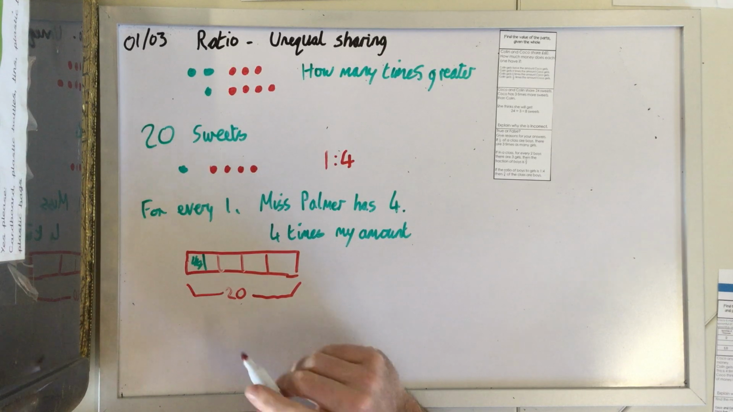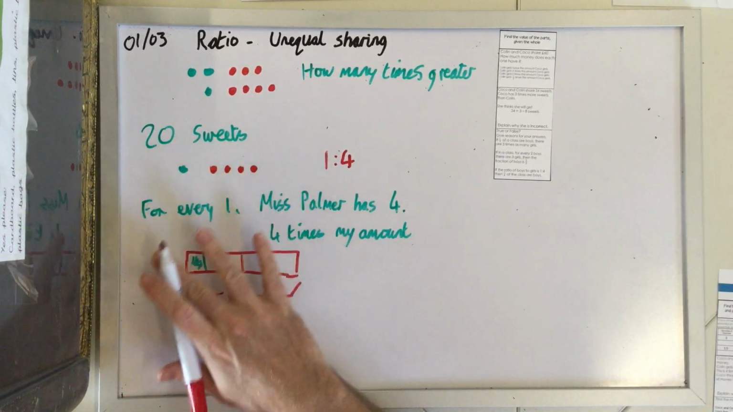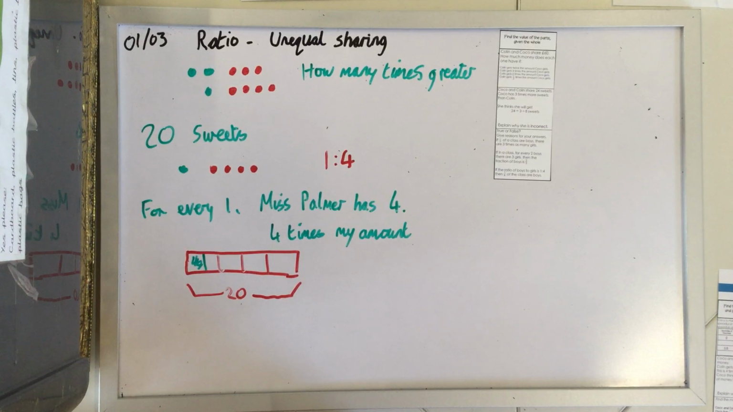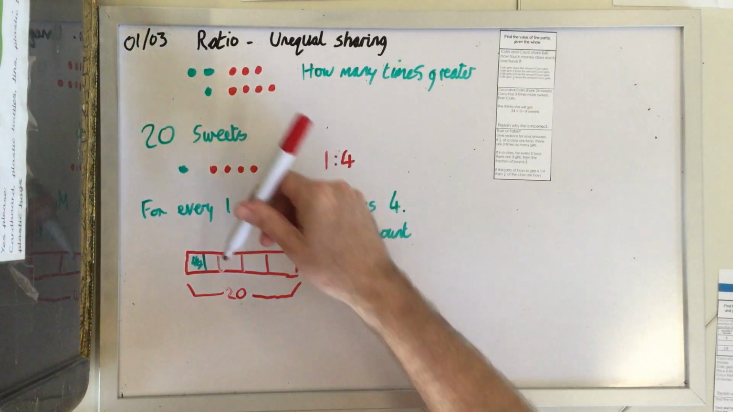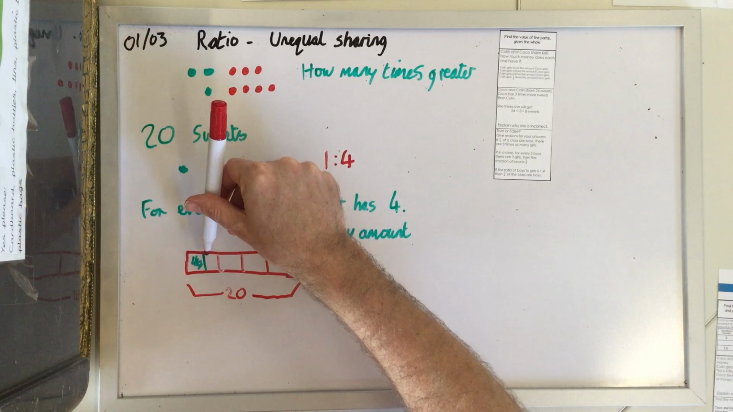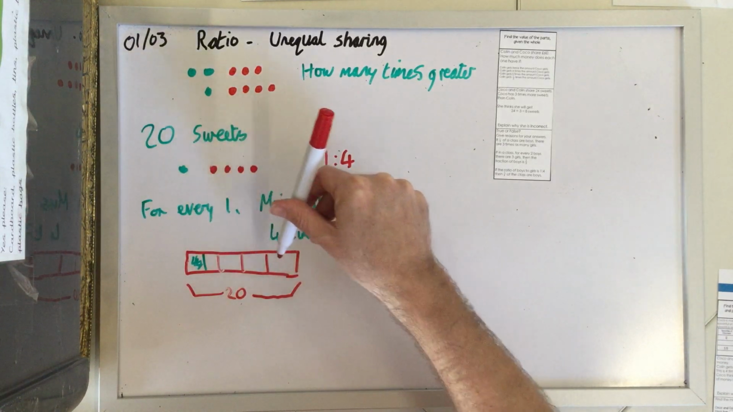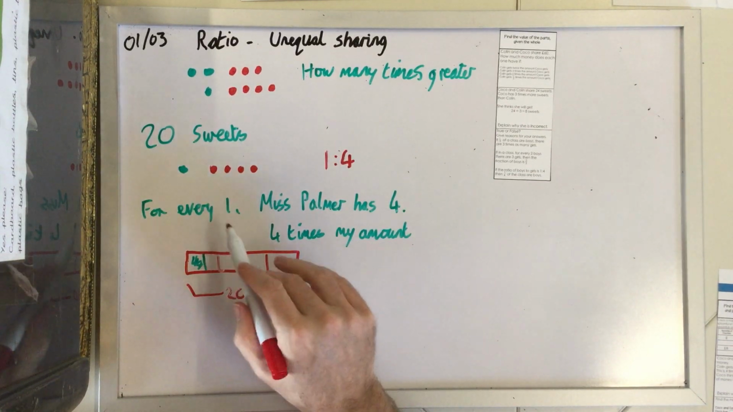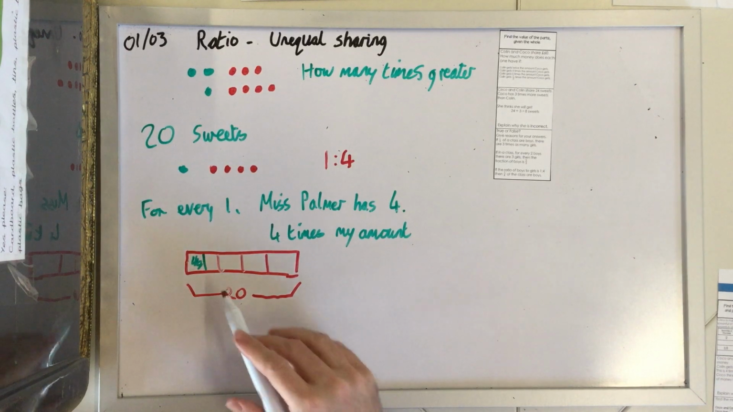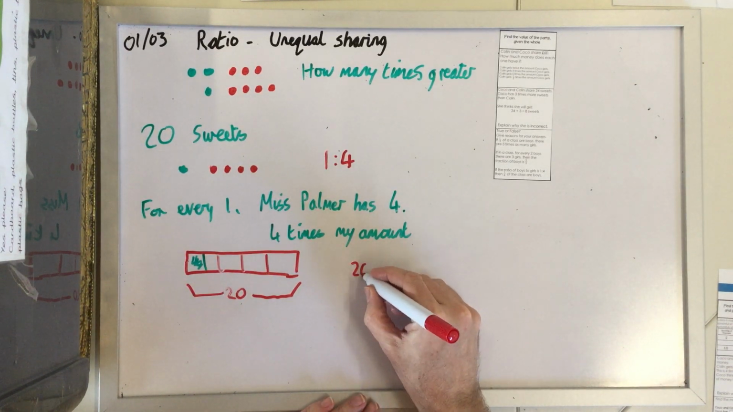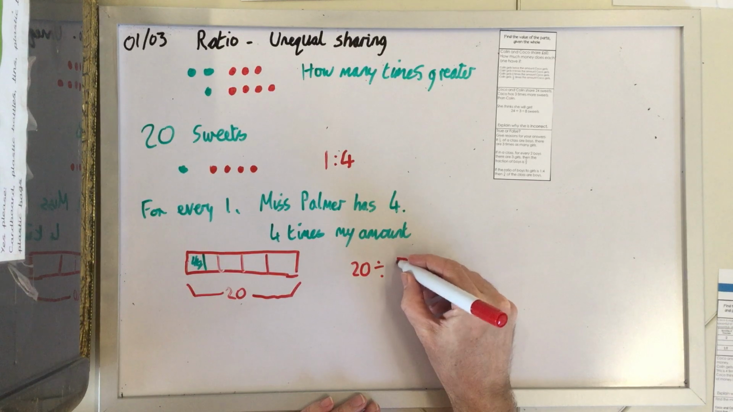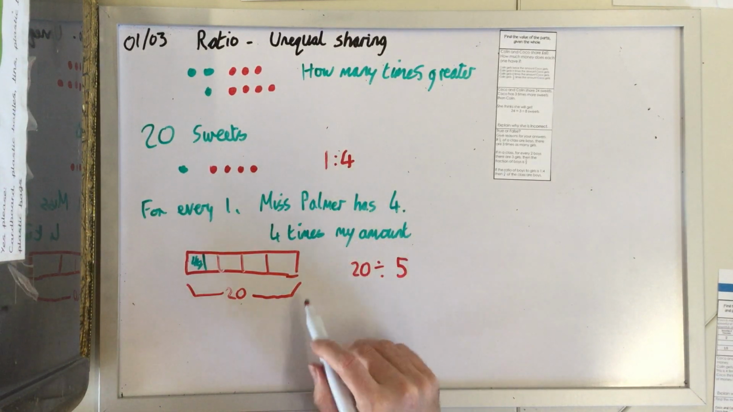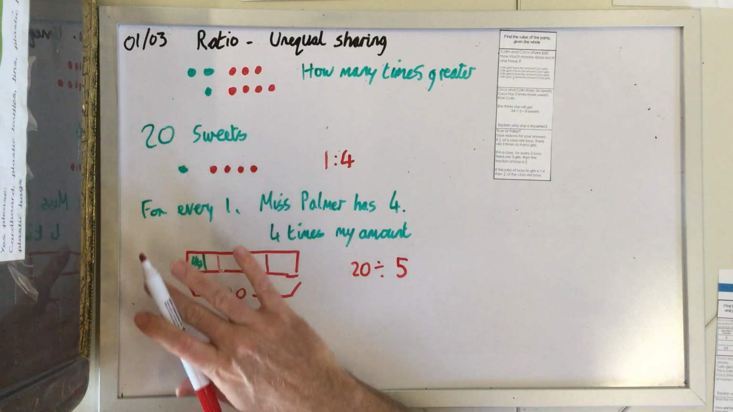Then by visualizing it, how many actual parts are there altogether? We're saying 1 to 4, but there's my 1, and then we add on the 4. So 1, 2, 3, 4, 5. There's 5 parts altogether. And that helps us work out what my one part is worth. How many sweets do I actually get from that 20? So we do 20 divided by the 5 parts altogether. And this is a bit we need to recognise, and the bit where we can sometimes fall down.